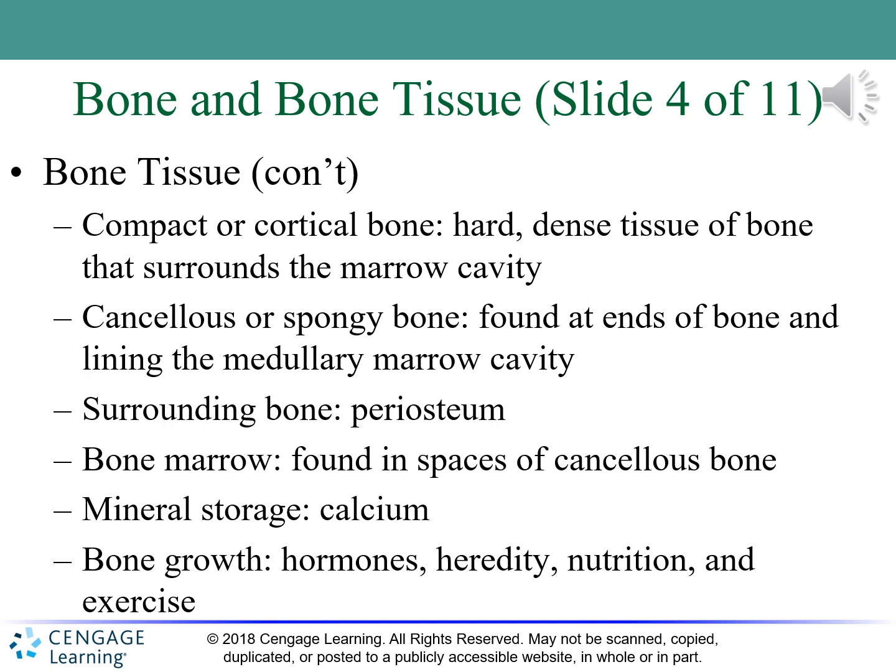Again, heredity. If your family has osteoporosis, there's a good chance that you may have osteoporosis. And then, of course, nutrition. Because in our food, there's calcium in certain foods, your dark leafy greens, your dairies, and so if we have a low calcium level in our nutrition, we're going to have low calcium and poor bone quality.